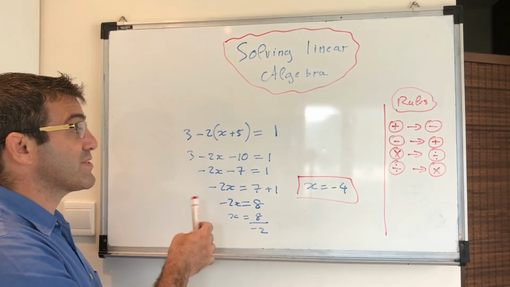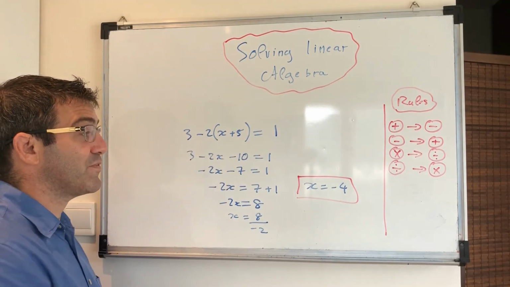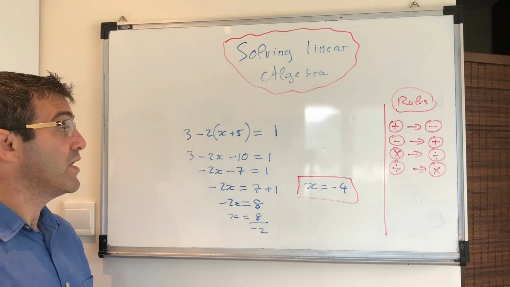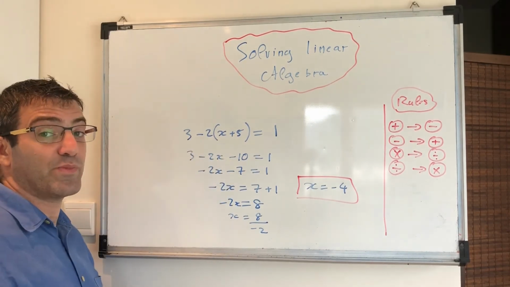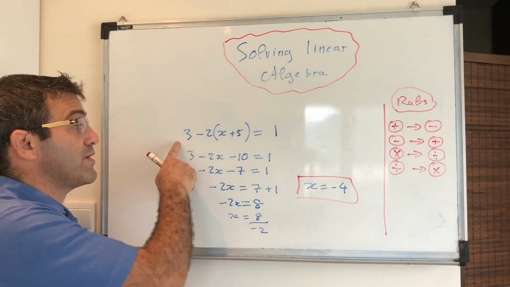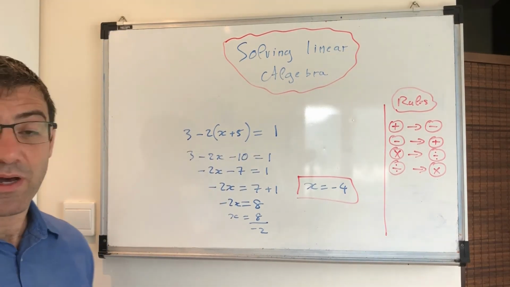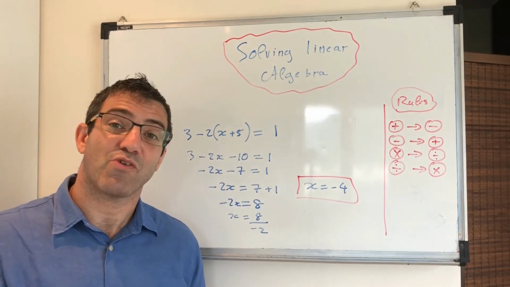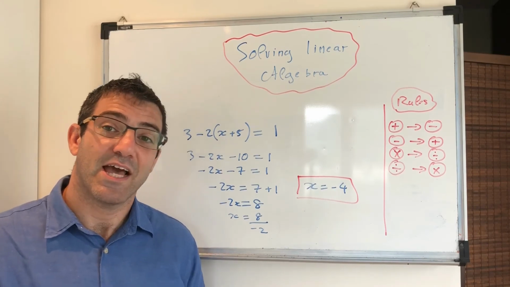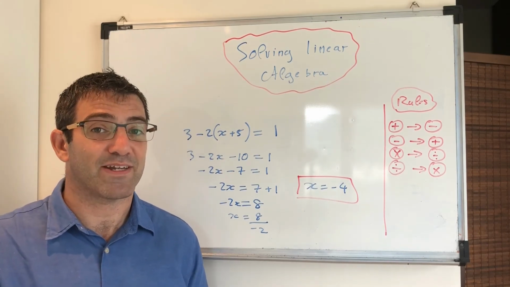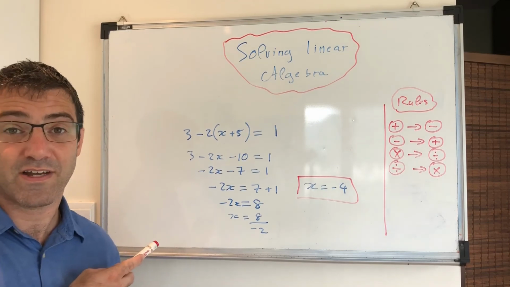So if x was negative 4 plus 5 would be 1. 1 times negative 2 would be negative 2. And then 3 minus 2 would be 1, so 1 is equal to 1. So I'm 100% sure again that I got this question right. I can happily move on in my test and feel confident that I'm doing my mathematics right and I know how to solve these kind of equations.